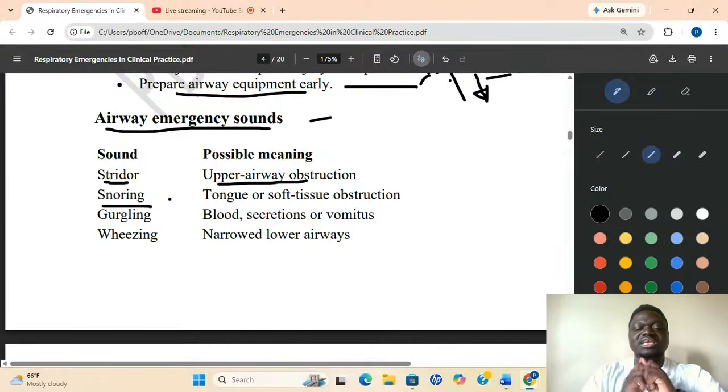So if somebody's neck is very long and thin, it means that the muscles are not that much inside, and vice versa. So the soft tissues of the neck and the tongue roll back, or when you are sleeping, they become flaccid. So they block the airway. So it causes what?